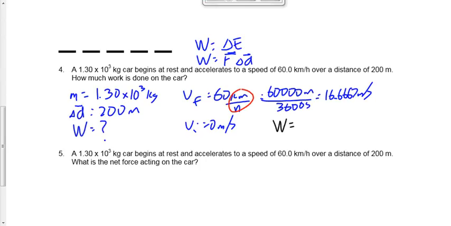the suggestion here was to try F times D. But I got a problem. I don't know what F is, right? You have a suggestion for that? Okay, so we can say F is equal to M times A, but I got a problem. I don't know what A is.